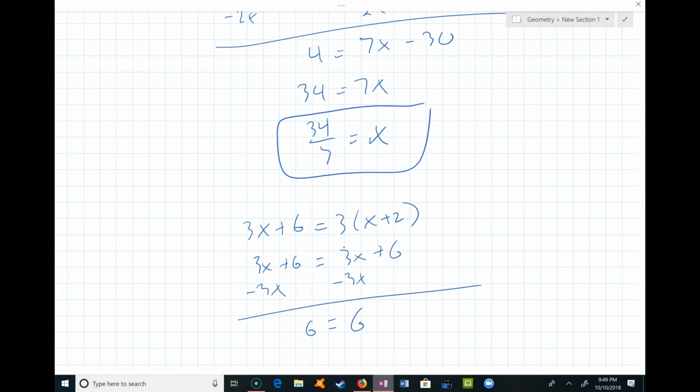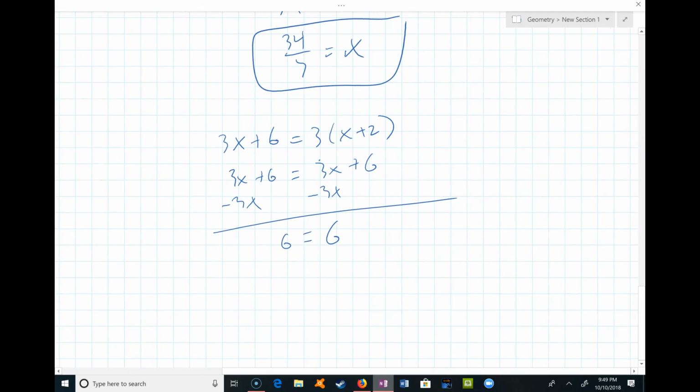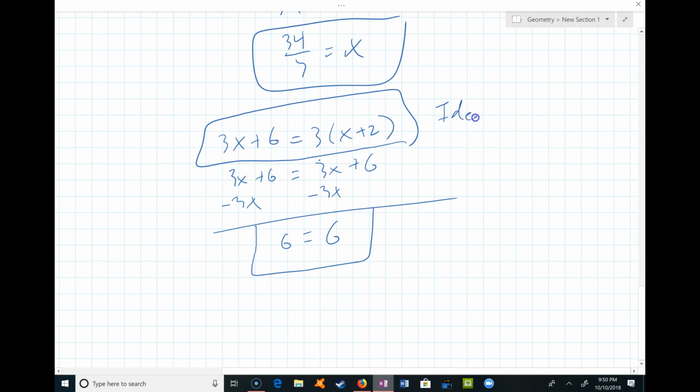But I notice that I am left with an equation that is always true. Right? We know that 6 is always equal to 6. So that means that this original equation is what we would call an identity, meaning that this equation is true no matter what I replace x with. So this equation is true for all x. That's called an identity.